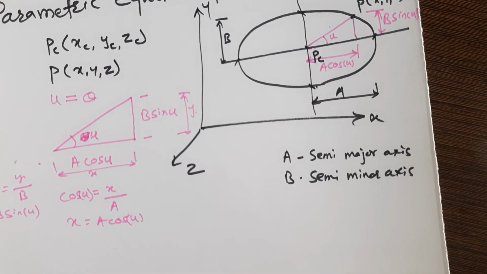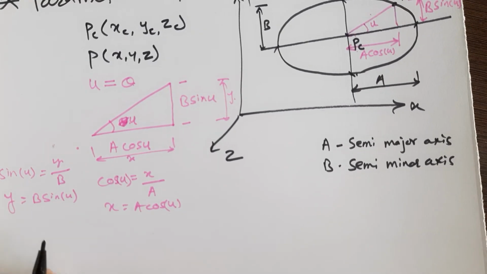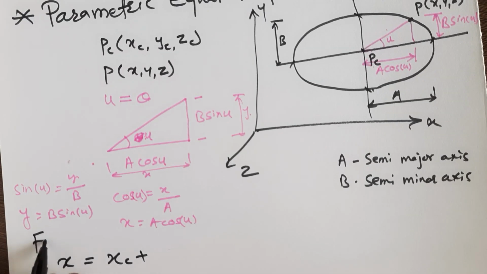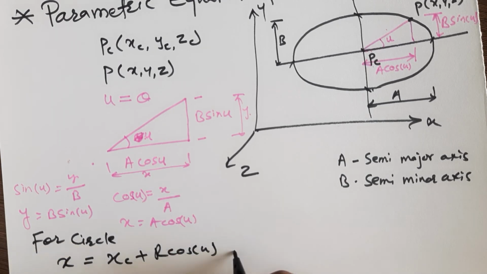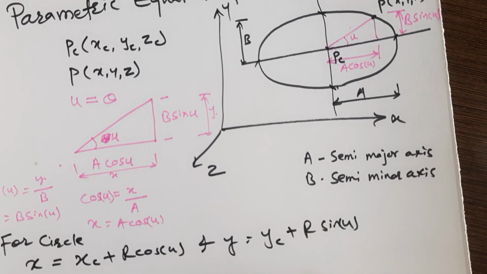So now we are familiar with the parametric equation of ellipse. The parametric equation of circle we have seen in the last videos. In a similar manner we will write the parametric equation of ellipse. For circle, x is equal to xc plus r cos of u, and y is equal to yc plus r sine of u. So these were the parametric equations in terms of radius.